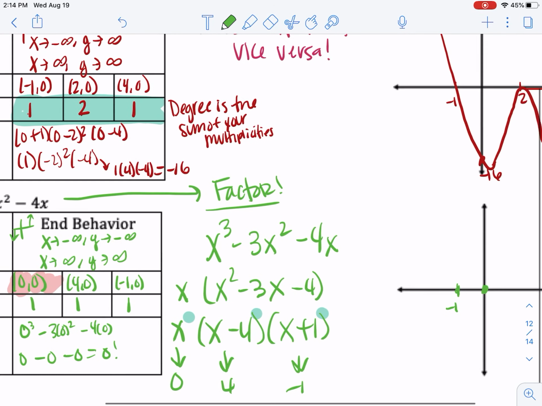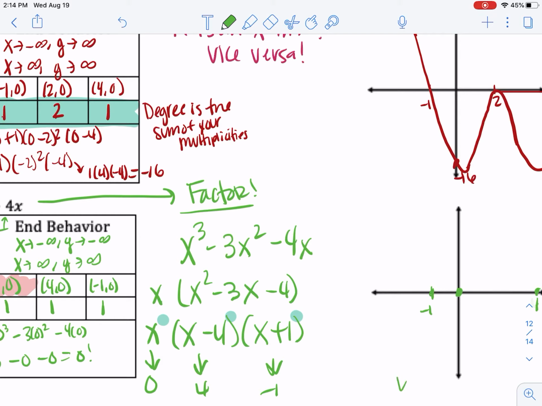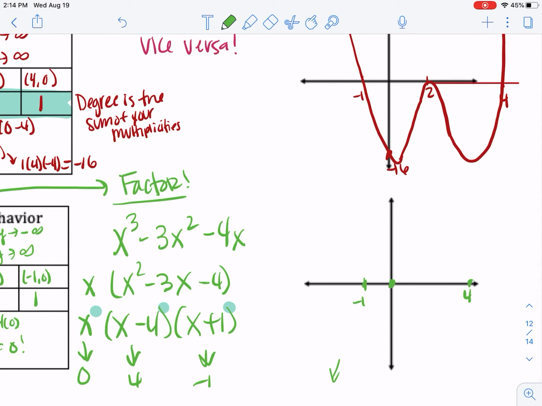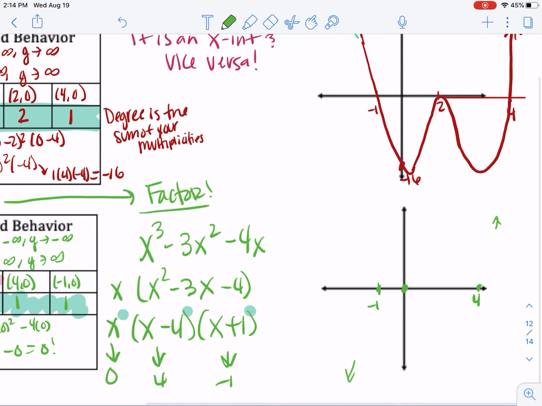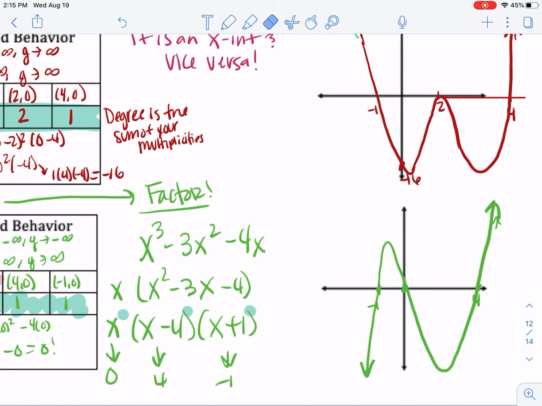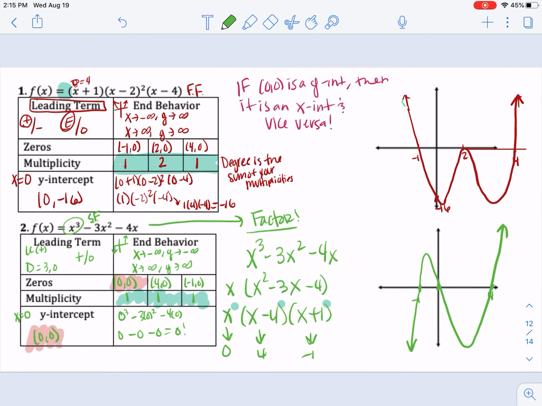Because of my end behavior, I know this side's coming from down here. I know this side is ending up here. So that's the end behavior. They all have a multiplicity of 1. So I know that for each of them, I'm just going to go through the x-axis without doing any weird behavior. And notice I didn't use those exact arrows that I had drawn. They were there just to give me a guide.